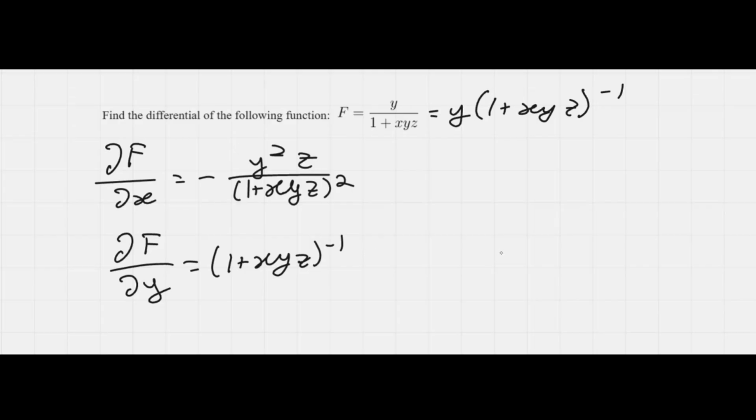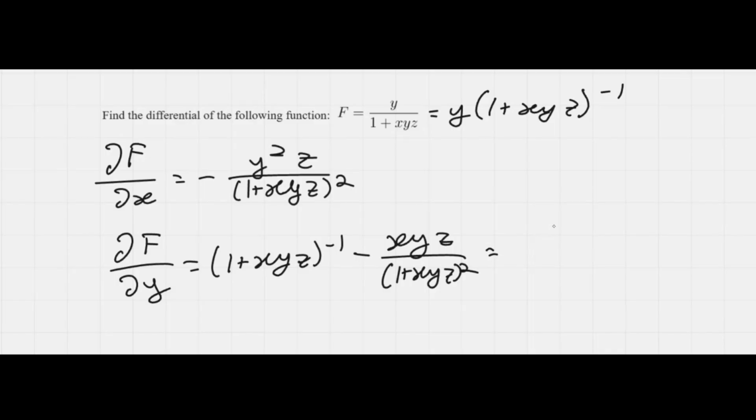In doing so, we get negative, once again, we change that to -2, and then we bring x and z out onto the numerator, and so we get negative xyz, all of that over (1 plus xyz) squared. Alright, we can simplify this if we wanted to, and actually I'm going to do that right now.